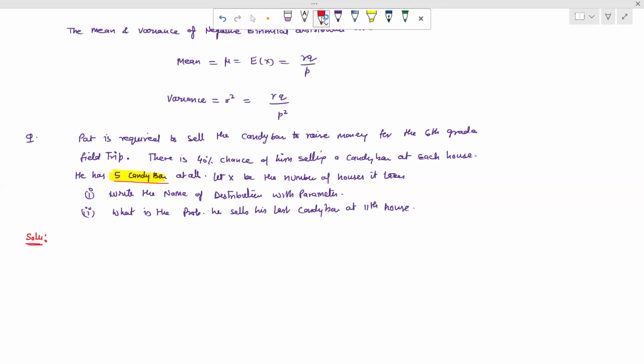Maybe that is finite, but number of trials are not fixed in how many trials we will sell all the candy bars. So now we do the solution of this.